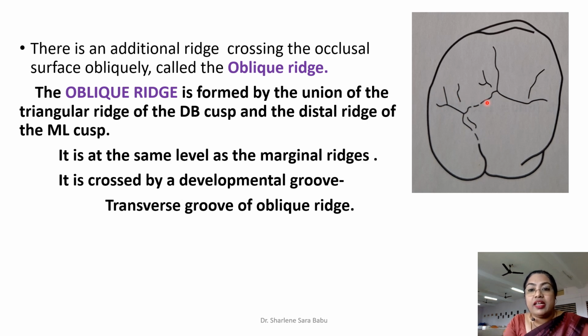And there is an additional ridge crossing the occlusal surface obliquely, and that is known as the oblique ridge. The oblique ridge is formed by the union of the triangular ridge of the distobuccal cusp and the distal ridge of the mesiolingual cusp. It is at the same level as the marginal ridges, and it is crossed by a developmental groove, that is the transverse groove of the oblique ridge.